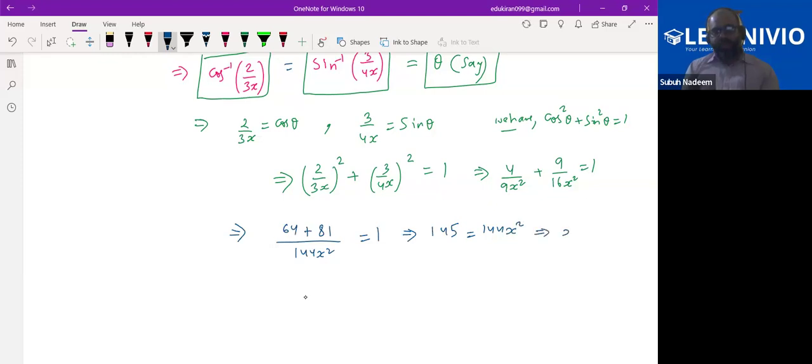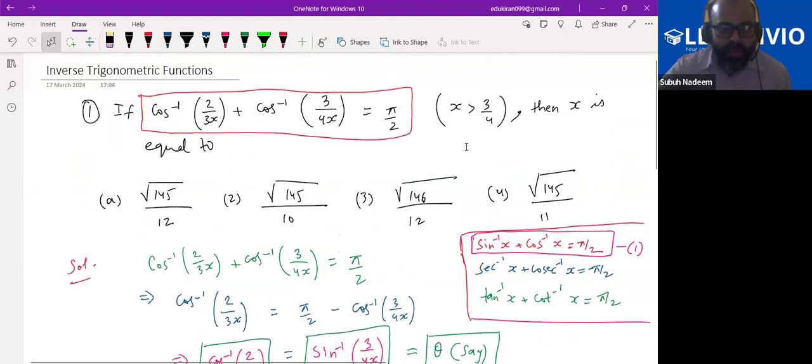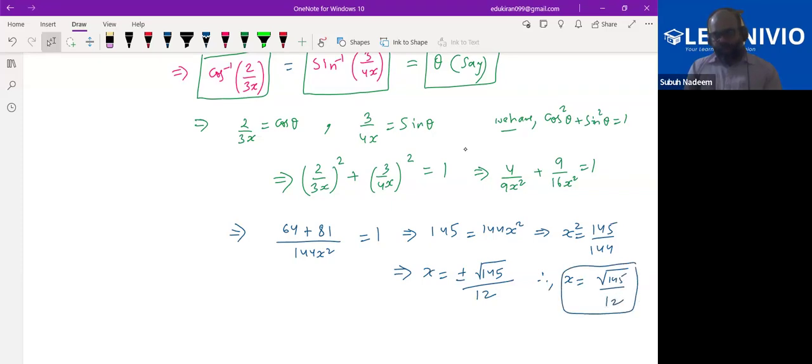So we get x square as 145 by 144. So x is equal to plus minus root over 145 by 12. Now, since it is given that x is greater than 3 by 4, we won't take the minus value, we will take the plus value. So therefore, x is equal to root over 145 by 12. This will be our answer.